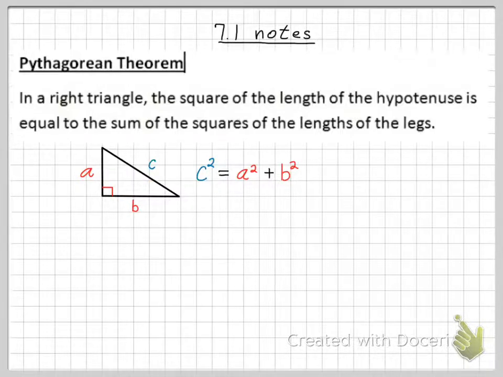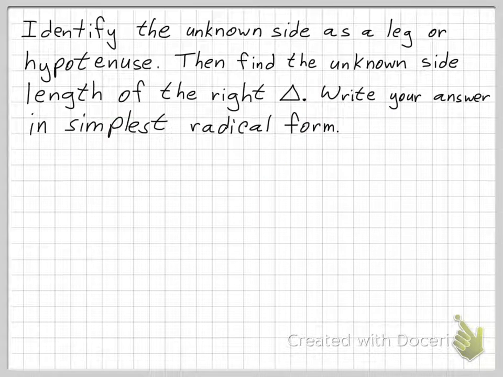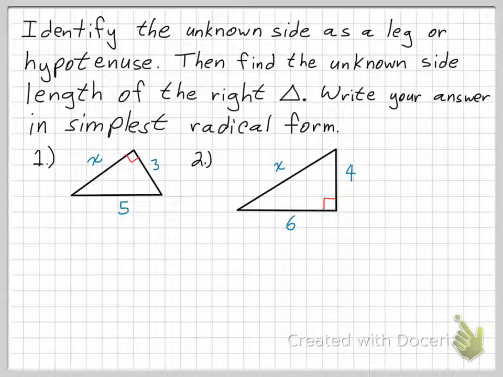So let's see how this would be applied. Identify the unknown side as a leg or hypotenuse, then find the unknown side length of the right triangle, and write your answer in simplest radical form. You don't have to write this down because this is the same prompt. I just put the prompt on this next frame here. And we have these two problems. So you can copy down these two problems and we'll work on these.